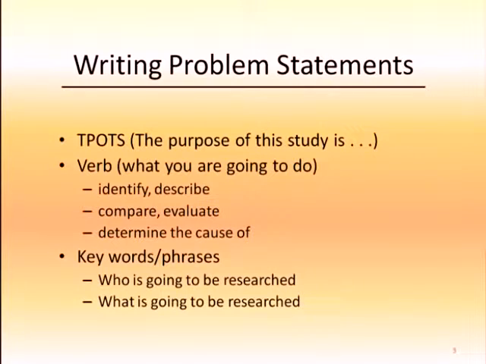Let's start with looking at the problem statement. The problem statement is a big overarching statement about what the intent of your research is. So as a big overarching statement, it's not going to have all the detail in it. It's just going to have the general idea. Now, the problem statement is typically made up of three components, what I call the teapots, the verb, and the key words and phrases.